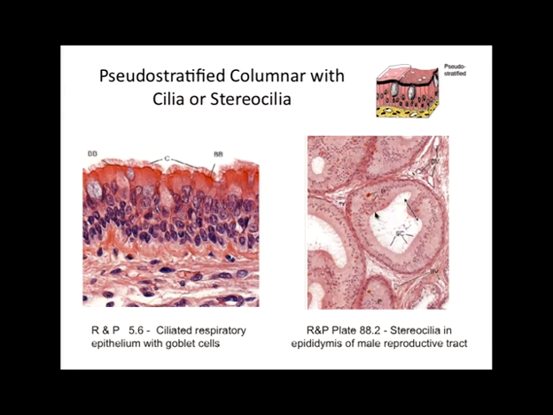And then stereocilia from the male tract. I've given you the references here. It works much better if you personally look at it in the book or on your web slide. And here are those goblet cells, those simple unicellular mucous glands.